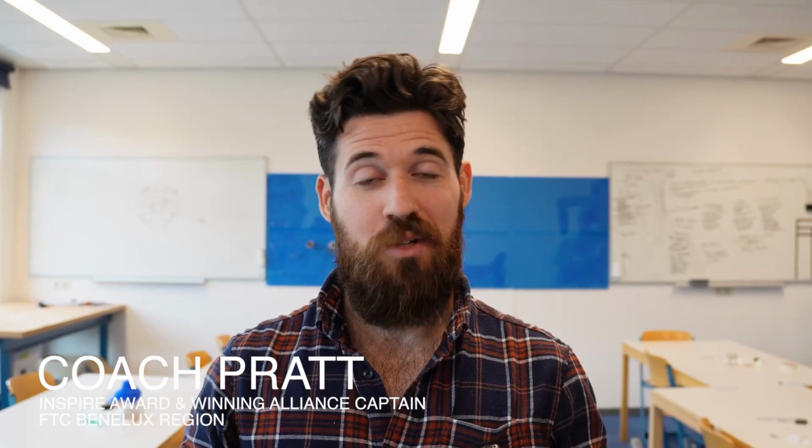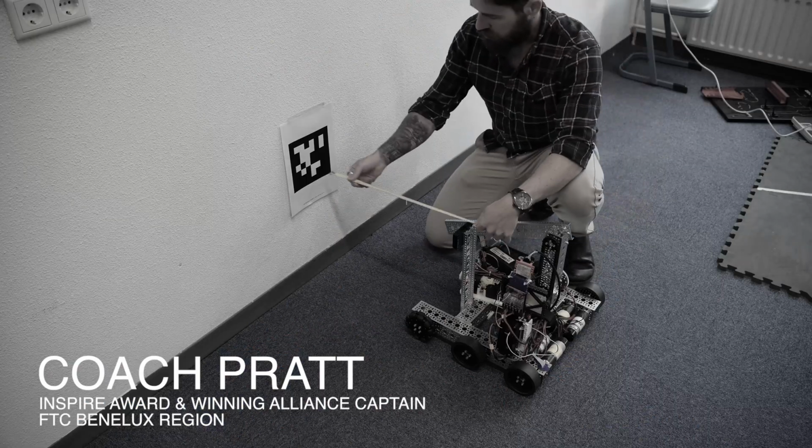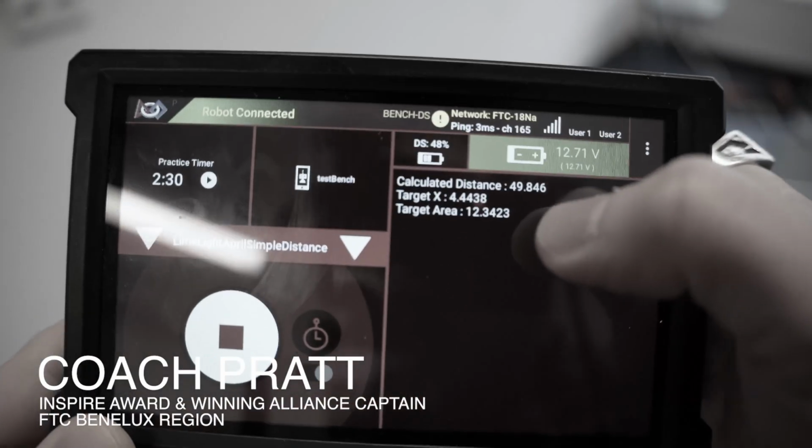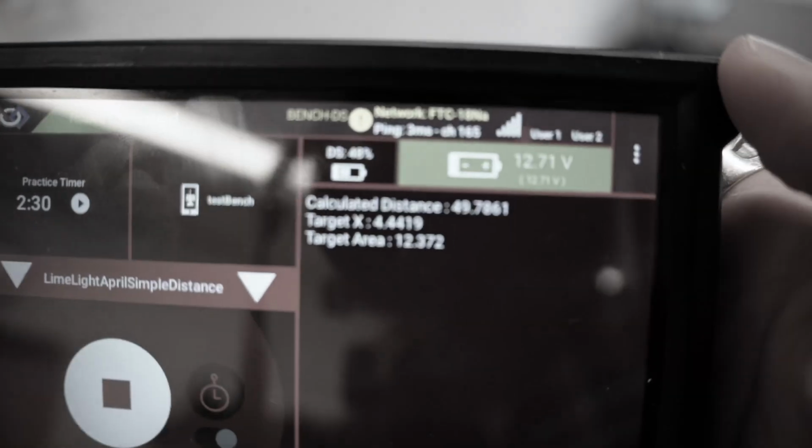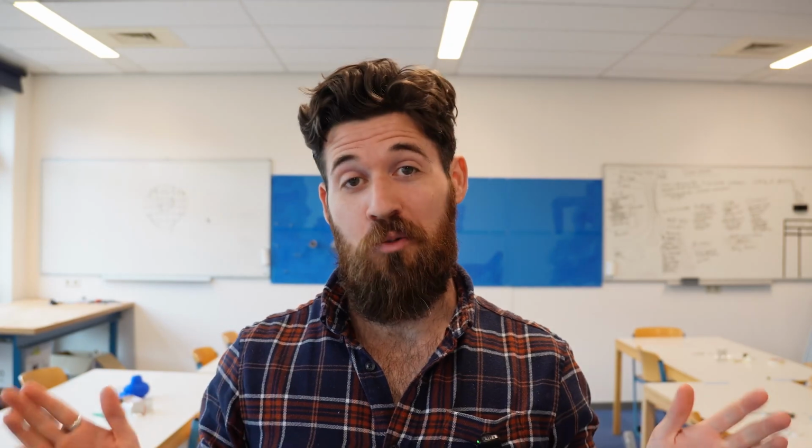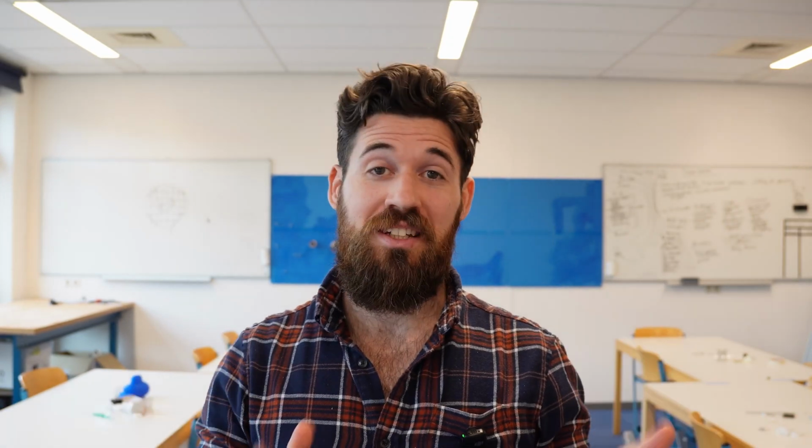Today, we're going to use the Limelight 3.8 to figure out how far away we are from an April tag, so that we know that it should still be 50. If you look at our calculated distance, it is showing 49.728.